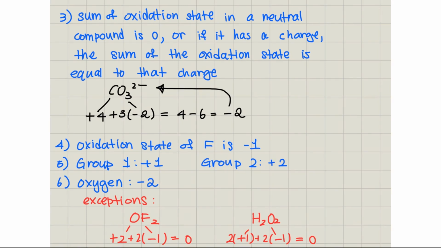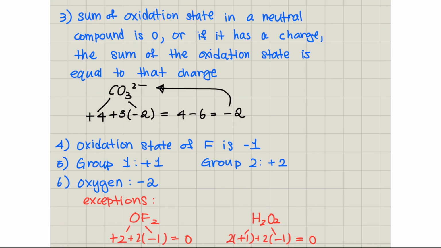Rule number 3 is that the sum of oxidation states in a neutral compound is 0, or if it does have a charge, the sum of the oxidation states is equal to that charge. This is shown in CO3 2-, where the oxygen has an oxidation state of -2 each. There are 3 oxygen atoms, so 3 times -2 would be -6. Thus, we can tell that C would have an oxidation state of +4 because +4 minus 6 equals -2, which matches the overall charge given to that ion.